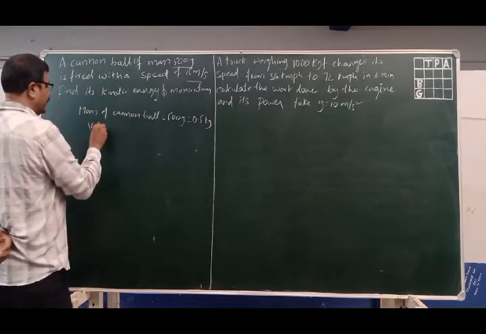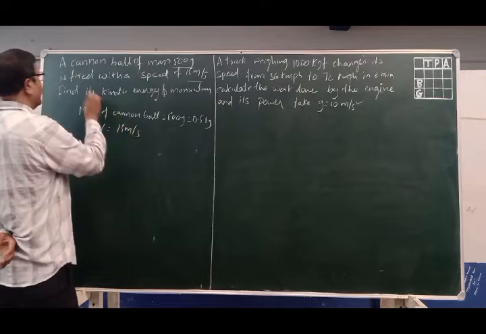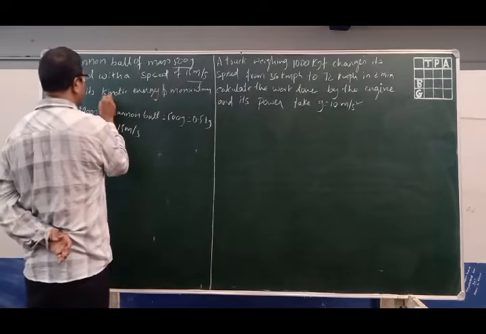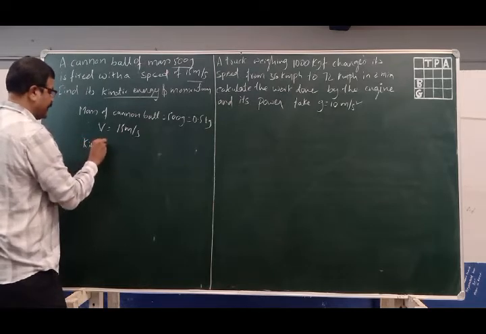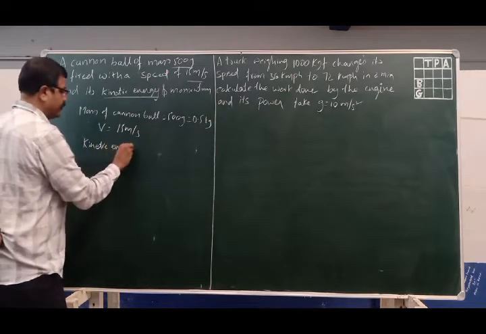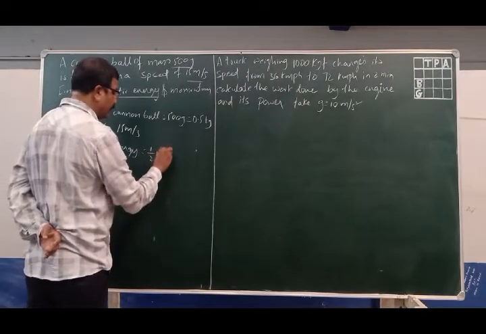The speed, velocity v, is equal to 15 meters per second. So what is the first question asking? It is asking us to find out the kinetic energy. Therefore, kinetic energy: the formula we have for kinetic energy is half mv square.